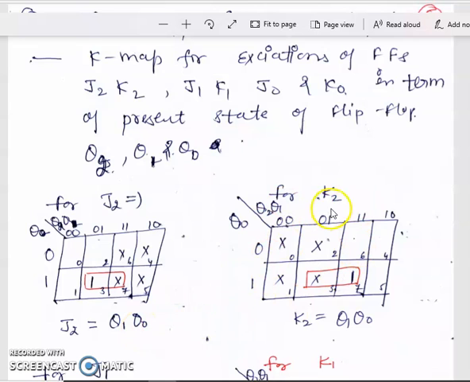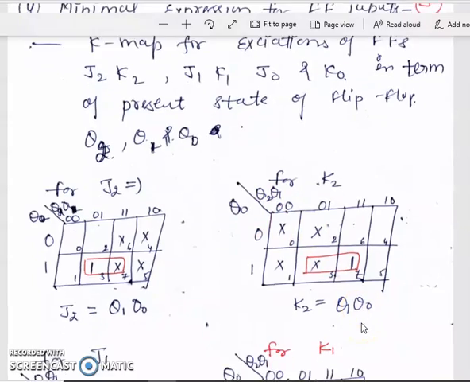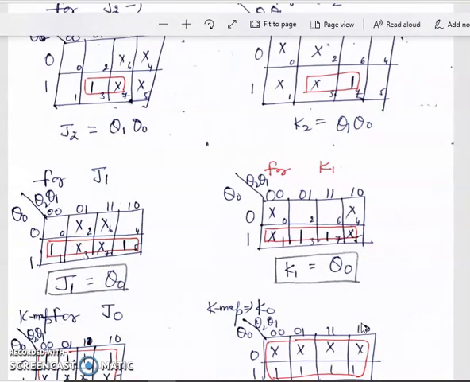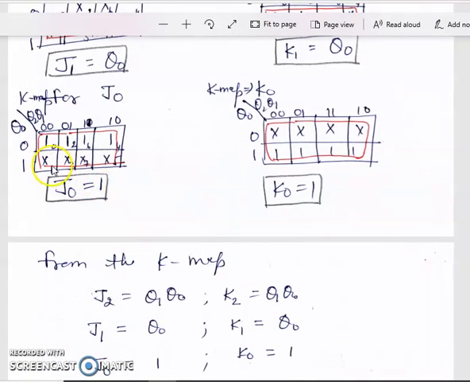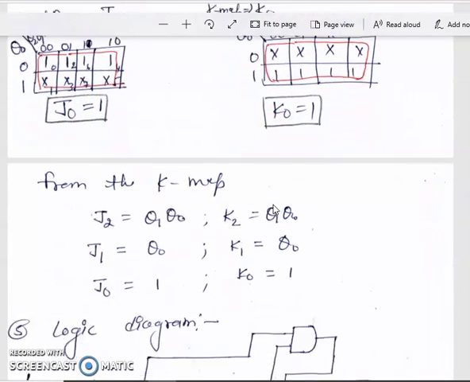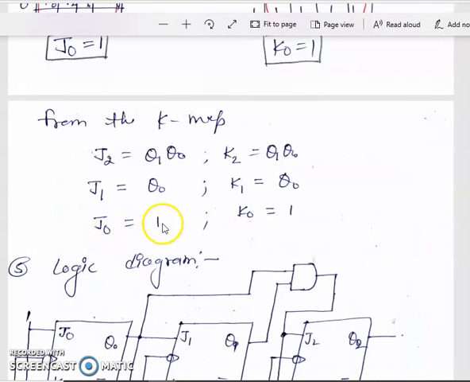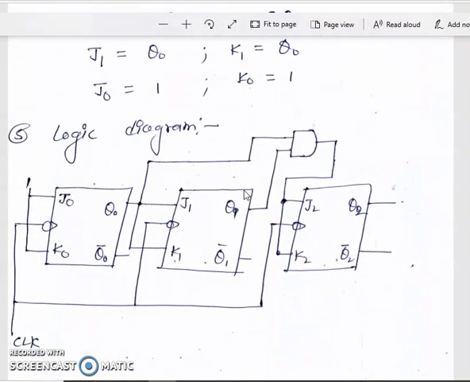Similarly we write the K2 in terms of present state Q1 Q2 and Q0. Okay, by this process we write all the boolean expressions for all the inputs, that is J1 K1 in terms of present state, J0 and K0, and we get the expression for all inputs: J0 is 1, K0 is 1, J1 and K1, J2 and K2. And the final step is to draw the logic diagram.